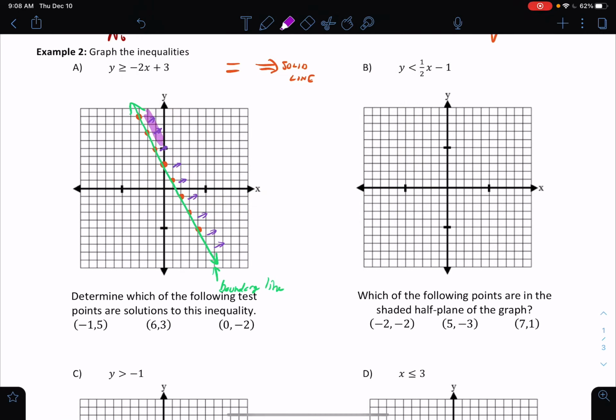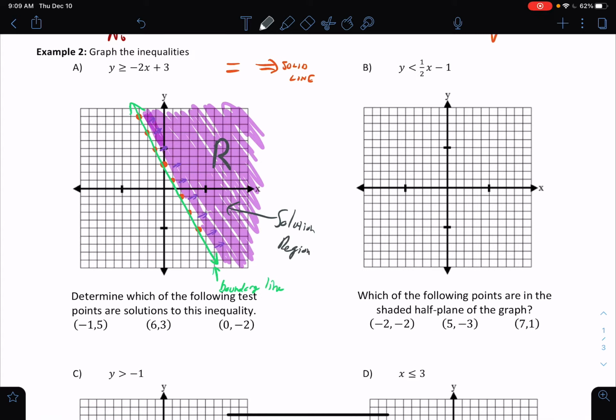So I'm going to shade everything above this line, because it's saying anything bigger than that line, I'm going to shade. That is the graph of this inequality. It has my boundary line, and then it has what is called a solution region. Any point that I find in that solution region or on this solid line will satisfy this inequality.